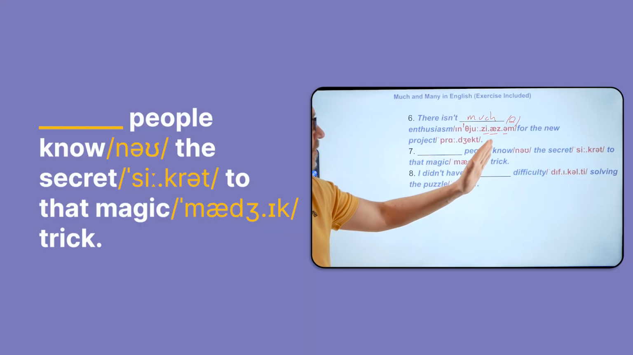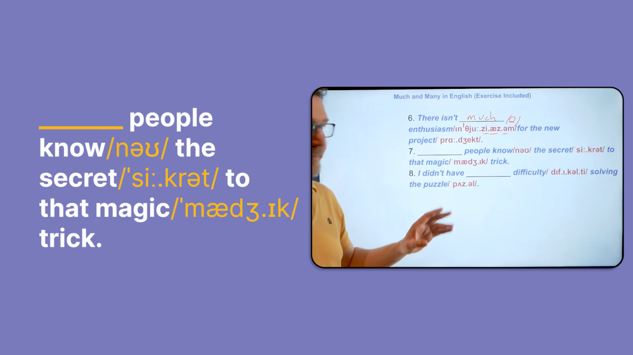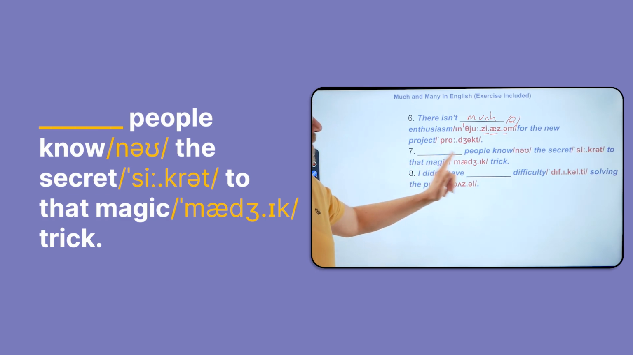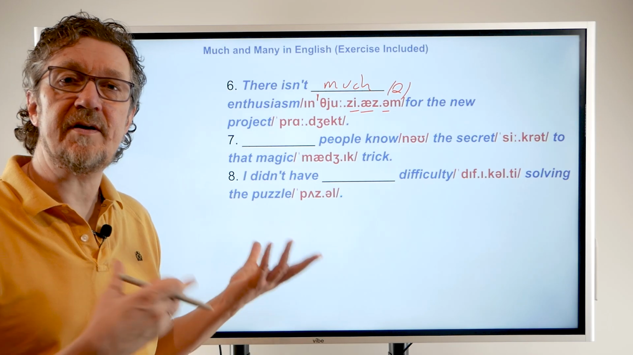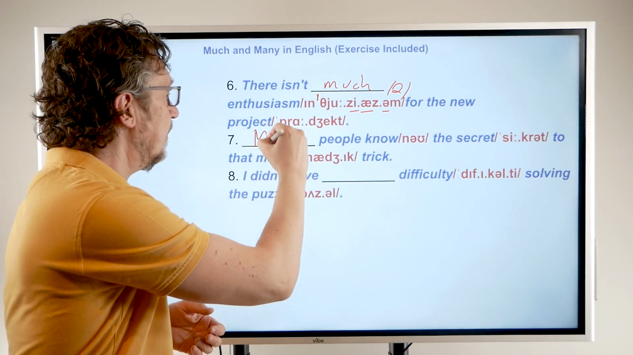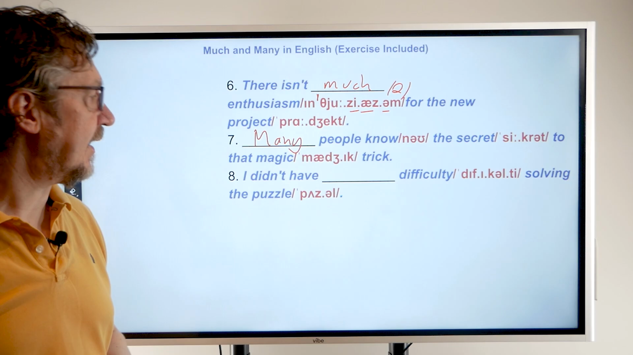Number 7. People know the secret to that magic trick. How can you work out what to say? Because you can count people. So it must be many. Many people know the secret to that magic trick.